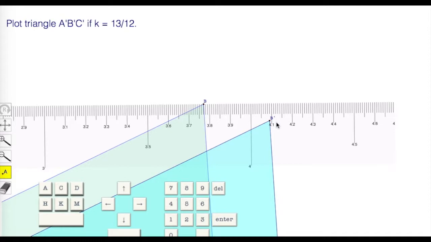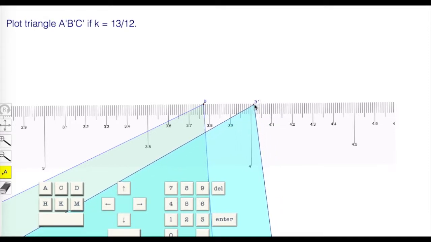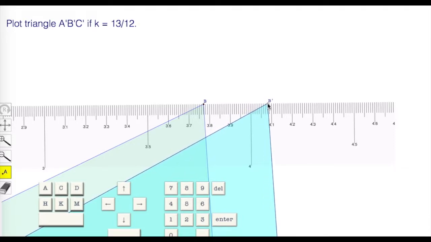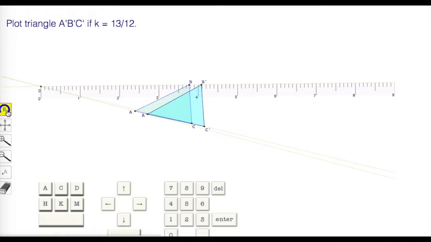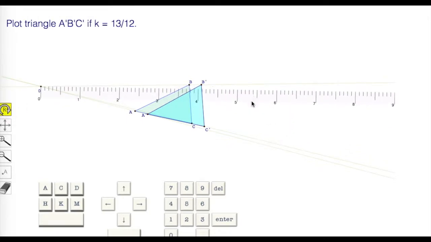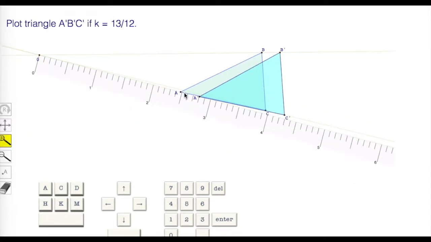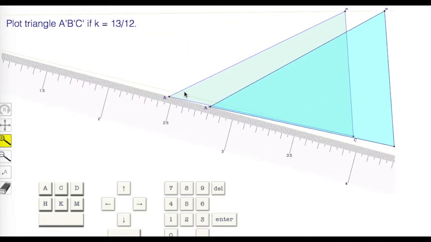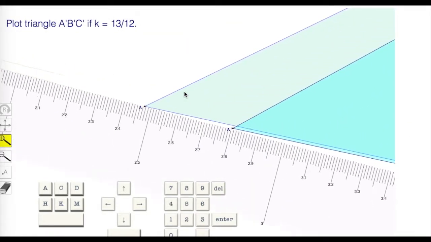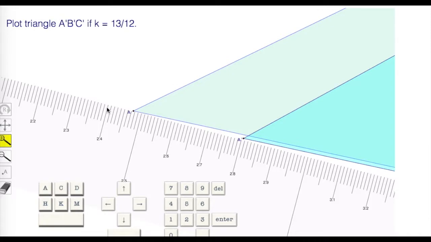I'm going to click on my line plotting tool, 4.05678. Okay, and you can also use your arrow keys to move it to exactly where you want. Let's zoom out, rotate the ruler through A, and do the same thing again. And let's zoom in to that point again.